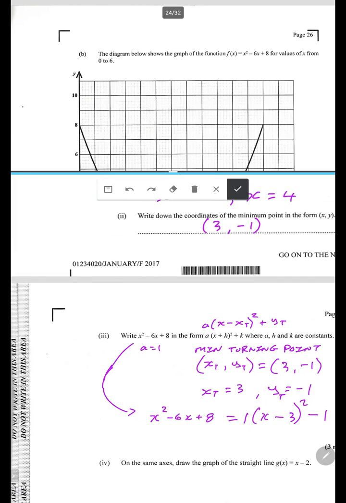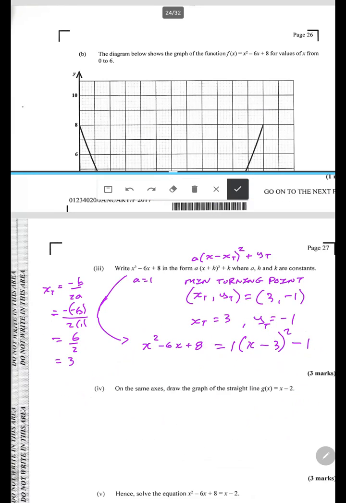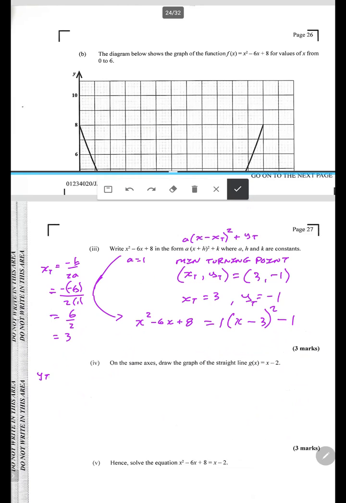Otherwise, you'd have to go and do xt equals minus b over 2a. The b is 6, so minus -6 over 2a, which is 2 times 1. So it will be 6 over 2, which is 3. So 3 there, that's xt. And let's do the yt as well, which would be 4ac minus b squared over 4a.